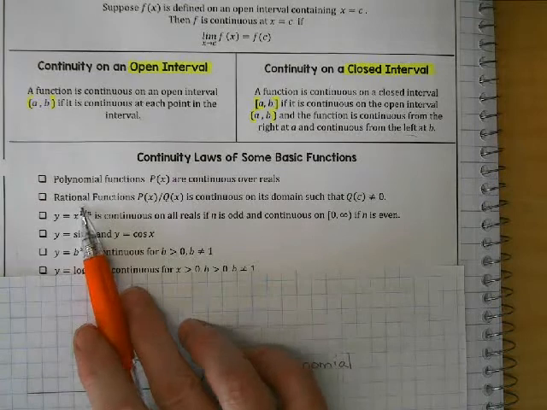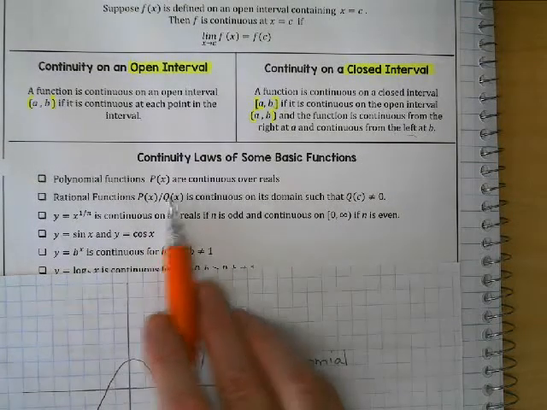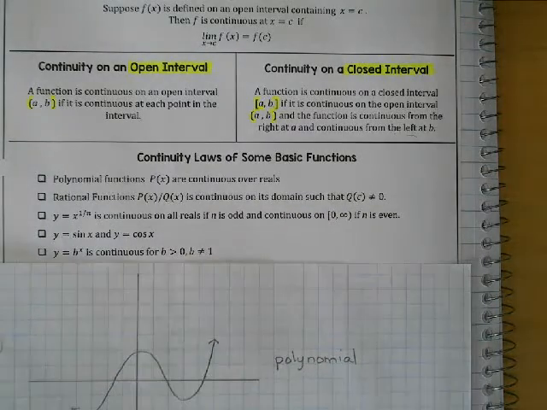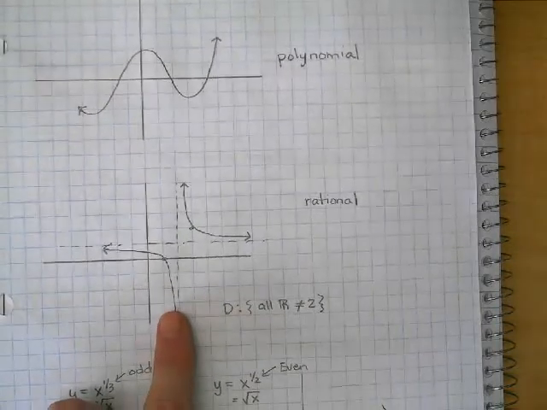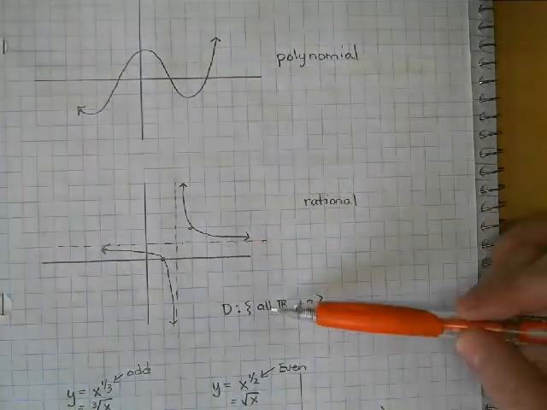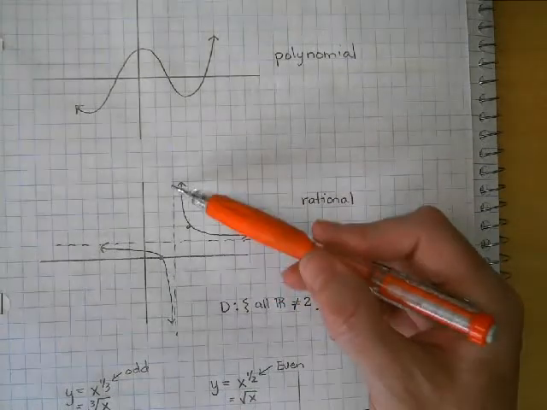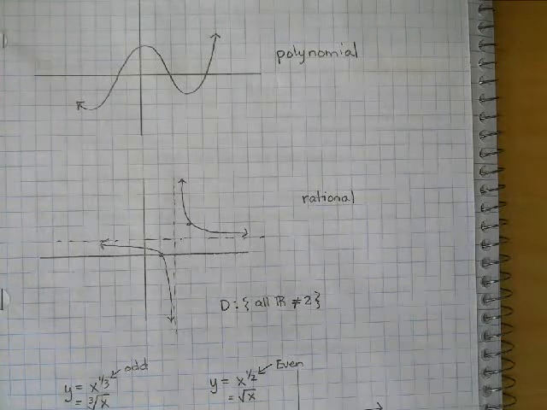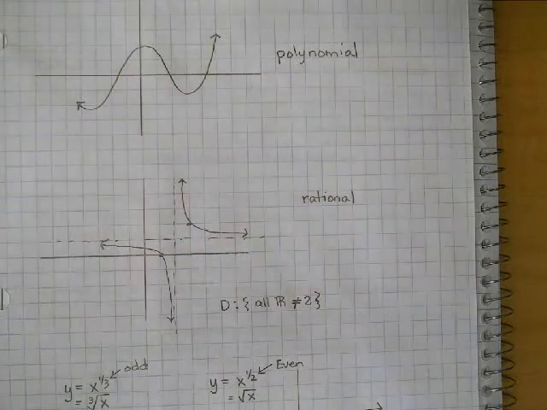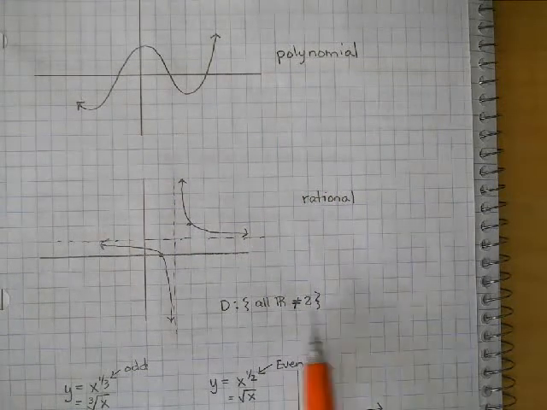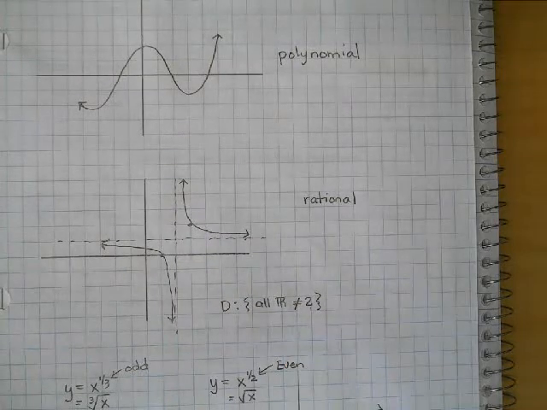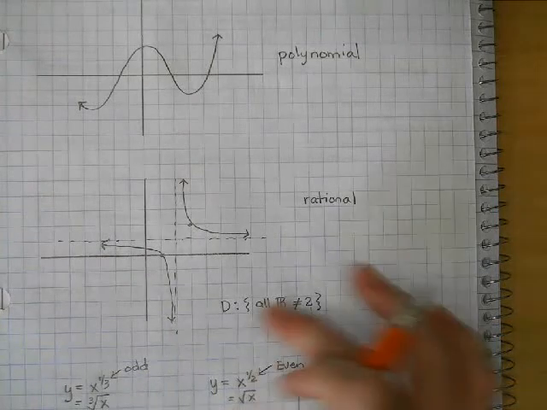If it's a rational function, remember the kind with a fraction in it, they're saying it's continuous on its domain. That's kind of a weird one. So here's a rational function. The domain of this function is all real numbers except for 2, because that's where there's an asymptote. So as long as you're not at something that's not in its domain, rational functions are continuous everywhere. In this case, it's continuous everywhere but at 2, because 2 is not in its domain. There's a vertical asymptote there. And this will make more sense when we start working these problems.